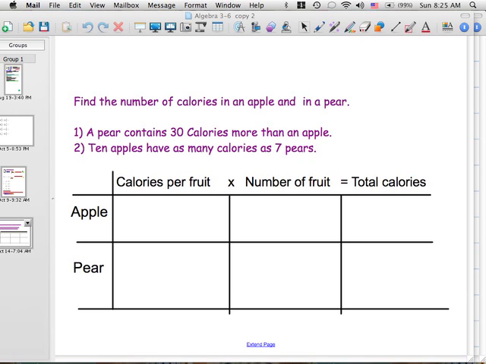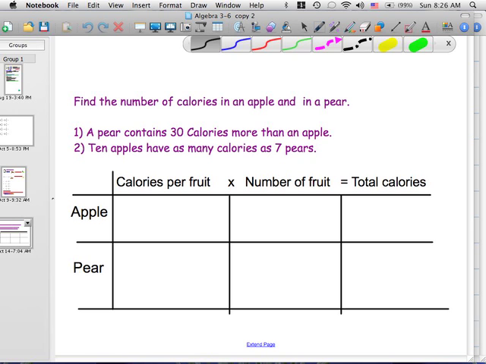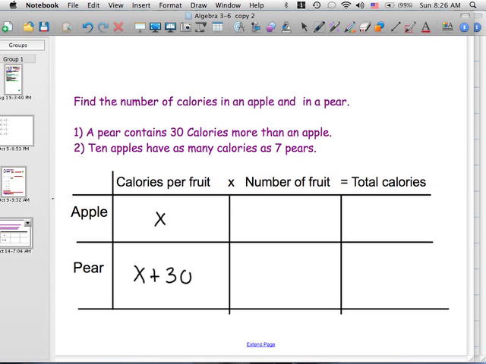It says find the number of calories in an apple and in a pear. It gives you the information that a pear contains 30 calories more than an apple, and also that 10 apples have as many calories as 7 pears. I'm going to use the first sentence to build my unknowns. Since they're building on, the last thing mentioned is the apple, I'm going to let x be the amount of calories in an apple. And a pear contains 30 more, so x plus 30 is the pear.